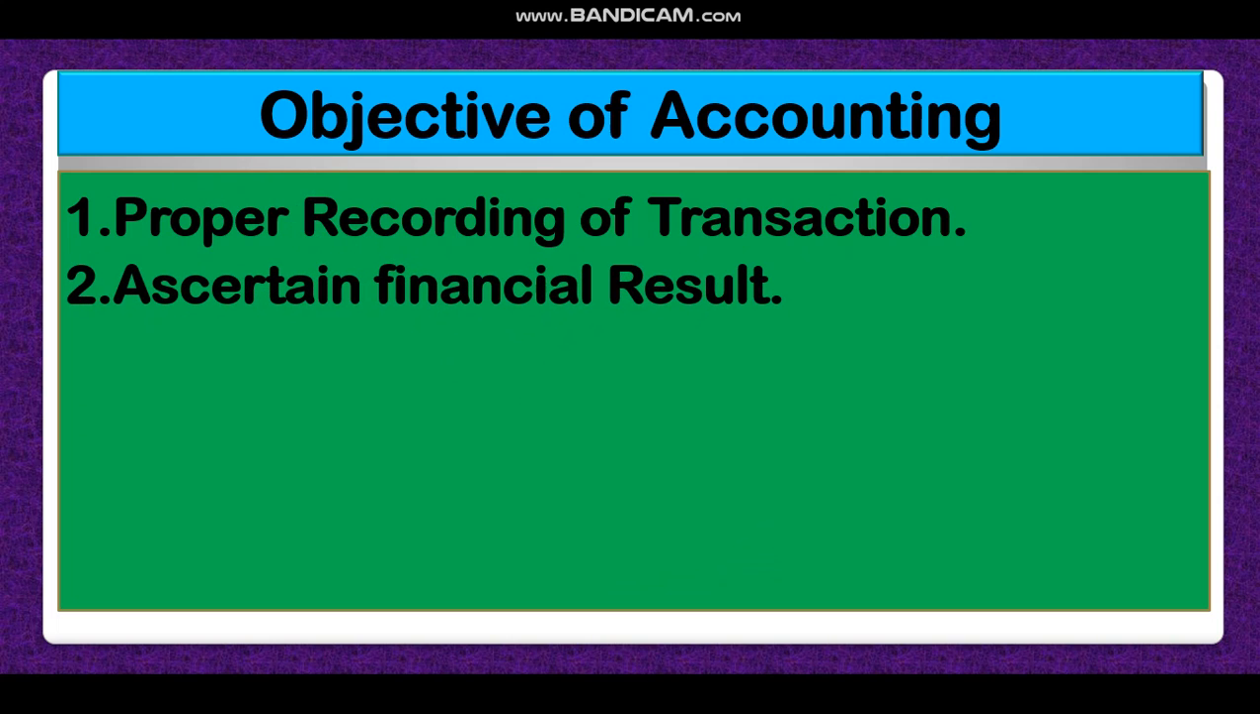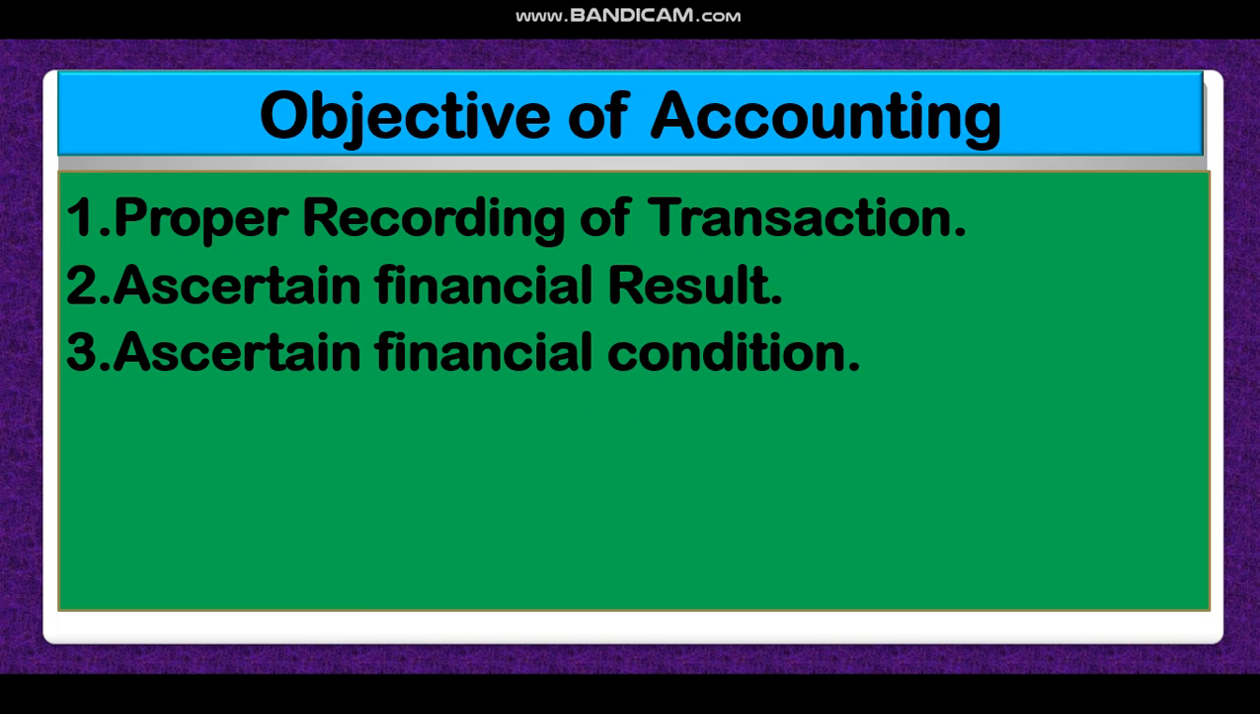Then ascertain the financial result. Dear student, all of you know that financial result means profit, loss, asset, liabilities, equities. That is the financial result, and accounting finds out the financial result. Then financial condition. Dear student, financial result and financial condition are a little different. Financial result means the result by which we can find the profit or loss. On the other hand, financial condition means we know the condition, situation of the organization. That means asset, liabilities, how much asset the organization has, how much liability the organization has, what is the amount of owner's equity. That is called financial condition.